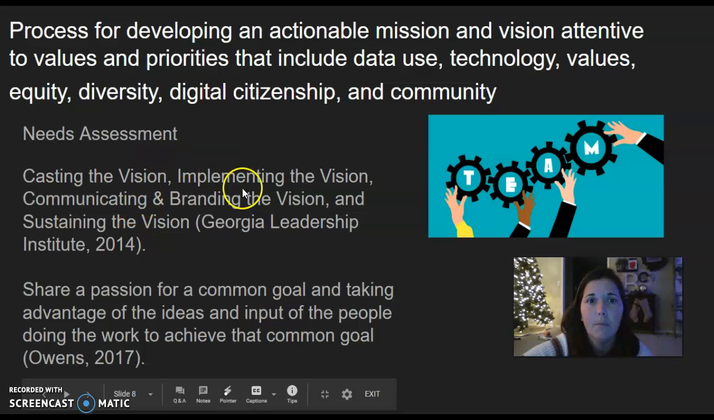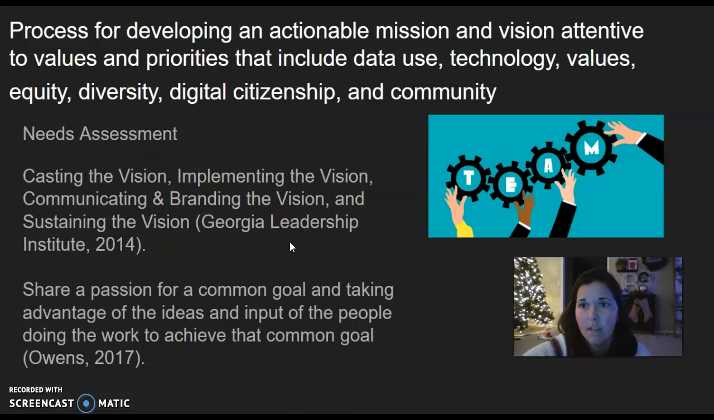A process for developing an actionable mission and vision attentive to values and priorities that include data use, technology values, equity, diversity, digital citizenship, and community. The first and foremost thing is, if you have a mission statement in place and you feel like it's not working, you need to have a needs assessment and determine what you're lacking or where the problem is falling, why it's not working. So I think a needs assessment is really important.